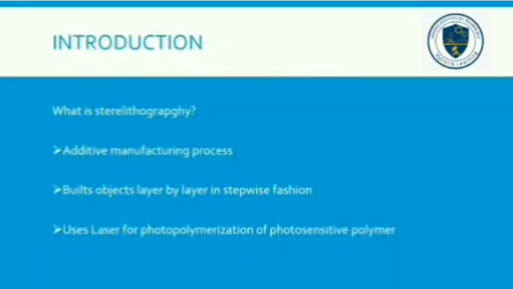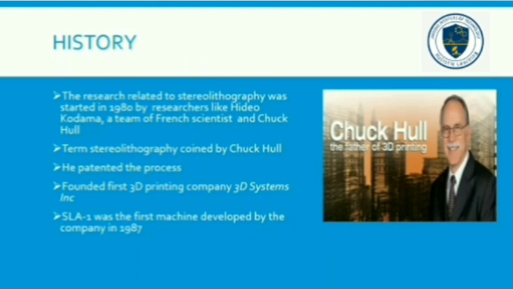Okay, next start with stereolithography apparatus. Let's start with a little bit introduction. What is stereolithography? Stereolithography comes under the additive manufacturing process. It builds the objects layer by layer in stepwise fashion. That is bottom-up approach here we are using. With the help of laser, we convert the photopolymers into solids with the help of photopolymerization process. Photopolymerization process is converting with the help of heat, the liquid is converted into solid.